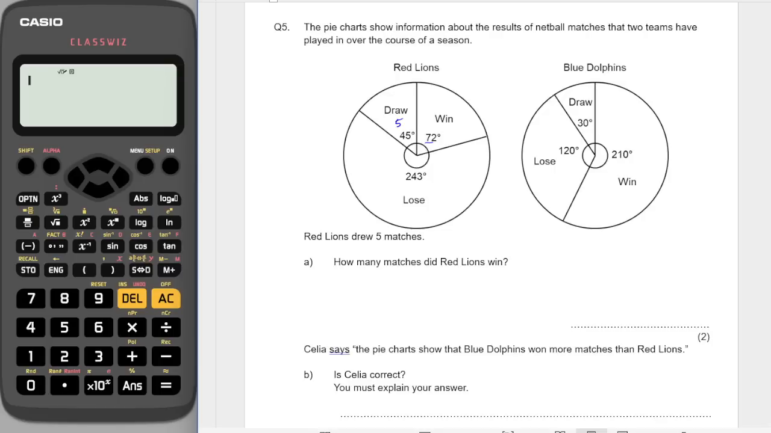Well, you could do this with a ratio table. I would probably do 45 divided by 5. That gives me the angle that each match would represent. So 9 degrees would represent 1 match. So 72 divided by 9 would be 8 matches.